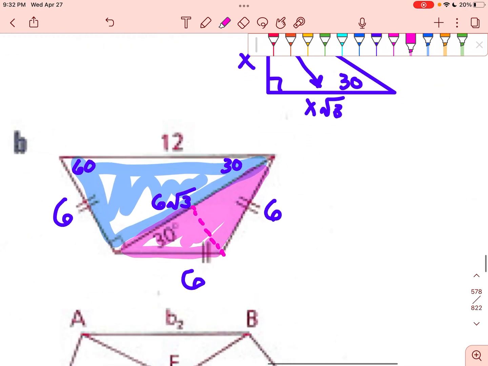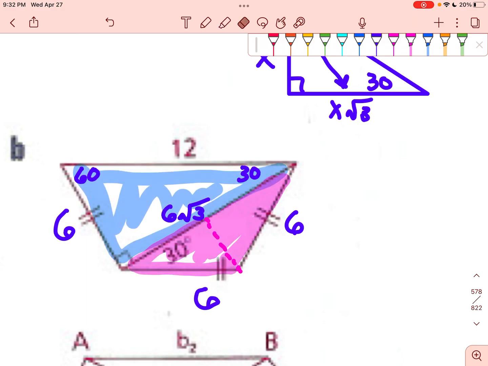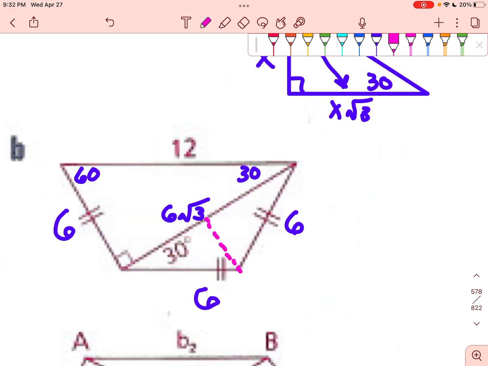Is that the way we want to go? We can do that. Another way for you to do this is I would drop a height right here, and this would be a right angle, and now this is an altitude drawn to a hypotenuse. You can treat this a couple different ways.